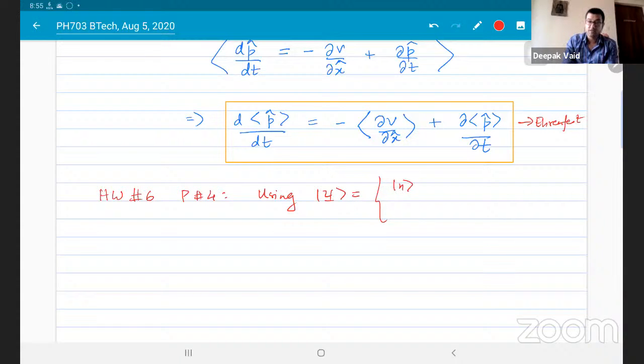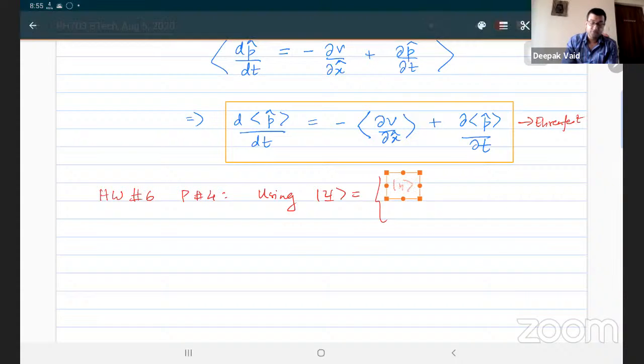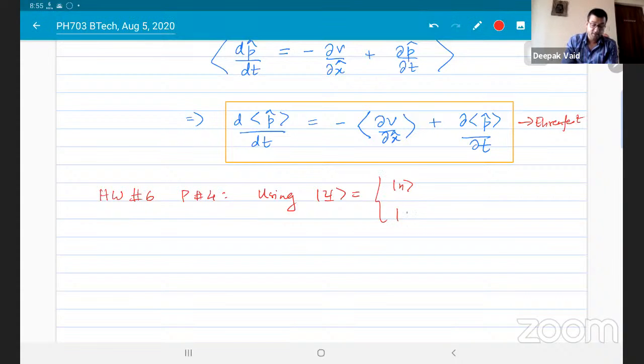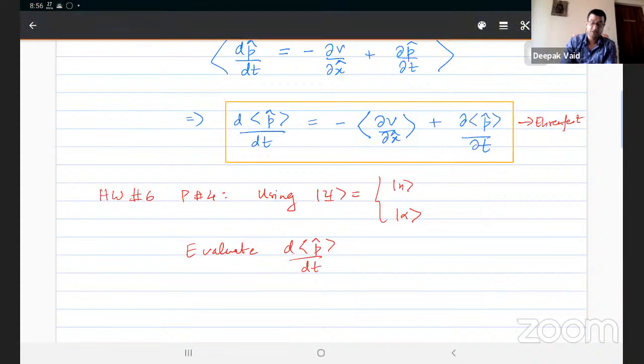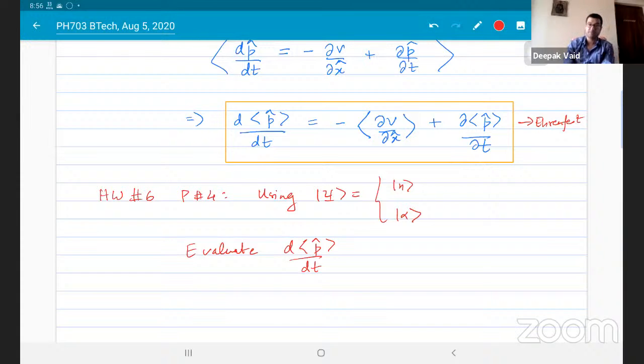So for the harmonic oscillator, use psi equal to first the number operator eigenstate, and then the coherent state alpha. For these two states, evaluate dp by dt. How will you do this? You will calculate the left hand side. Now this explicit term is going to be 0, because the momentum operator doesn't have any explicit time dependence.